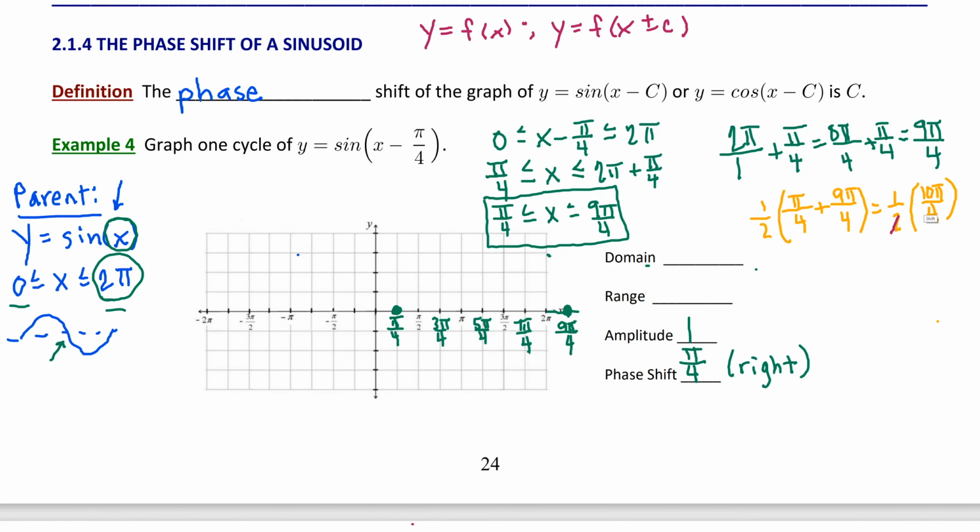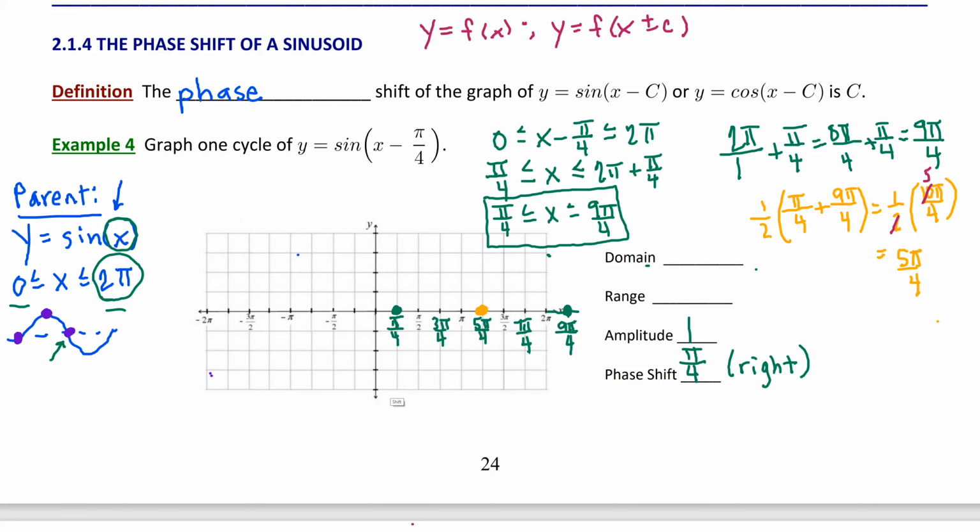If we cancel the 2 into the 10, it looks like the midpoint will occur at 5 pi over 4. So at 5 pi over 4, the sine wave is going to again cross the x-axis. Now notice this distance is equal to this distance, and I can verify that just by looking at the graph. Also recall in our 5 key points that halfway between the first two x-intercepts, we obtain the maximum value.